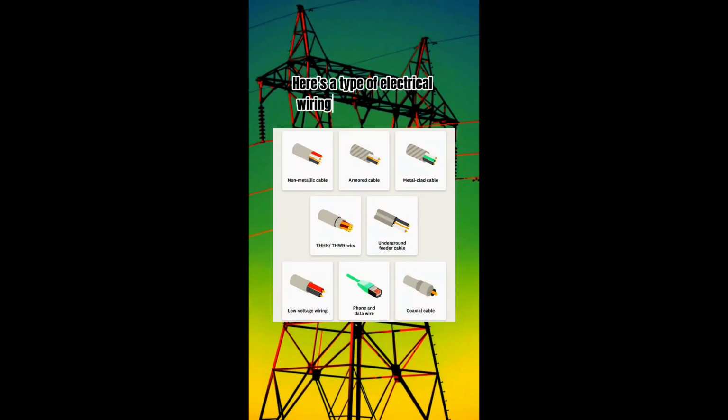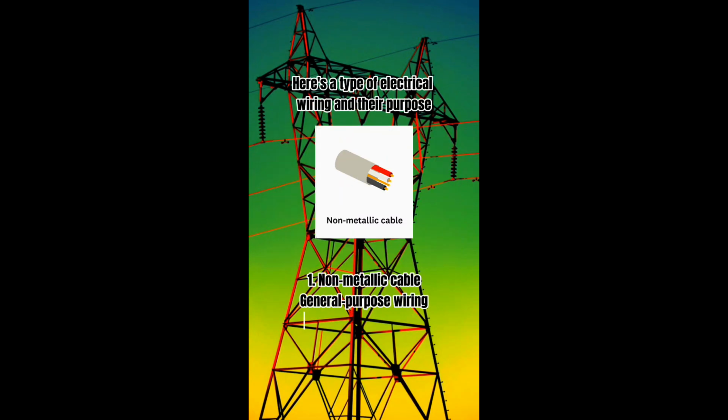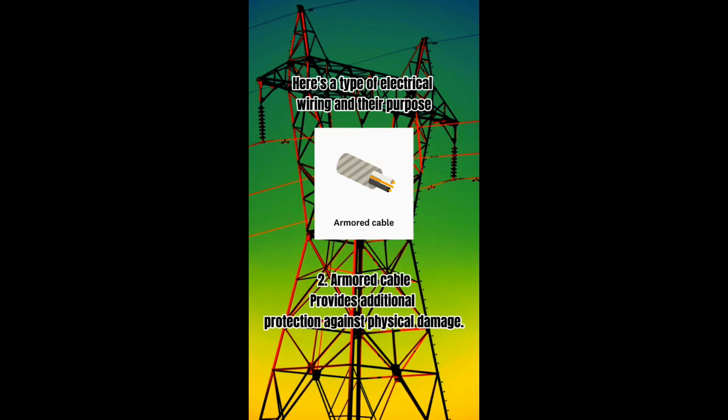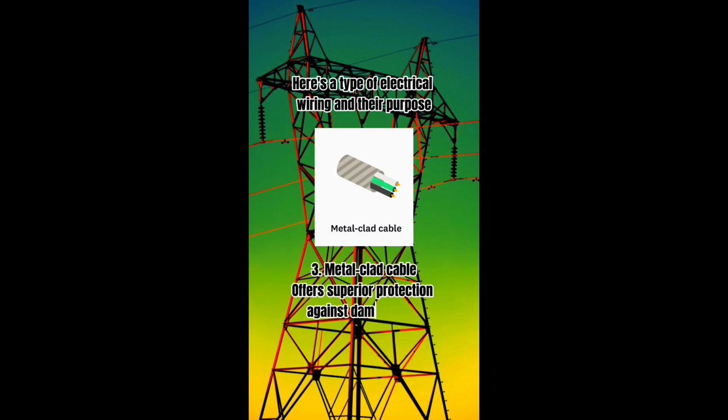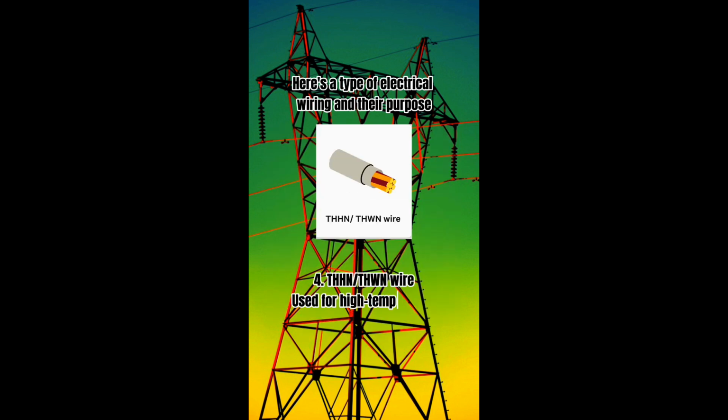Here are the types of electrical wiring and their purpose. 1. Non-metallic cable, general-purpose wiring often used in buildings. 2. Armor cable, provides additional protection against physical damage. 3. Metal-clad cable, offers superior protection against damage and environmental factors. 4. THHN and THWN wire, used for high-temperature applications.